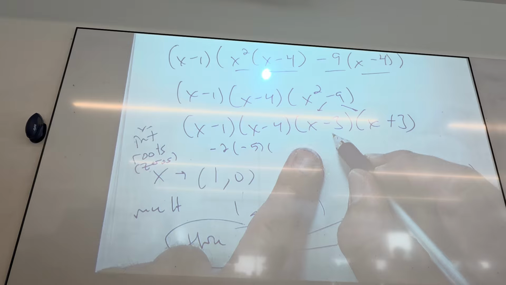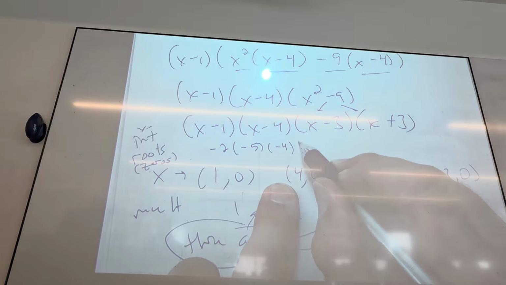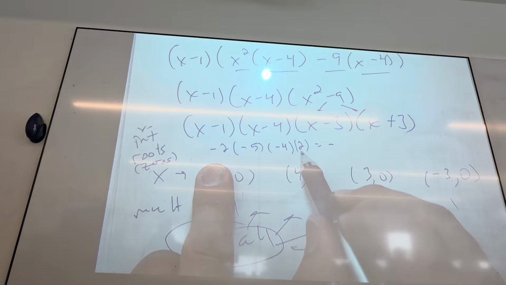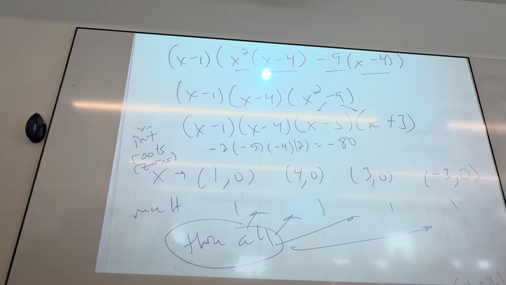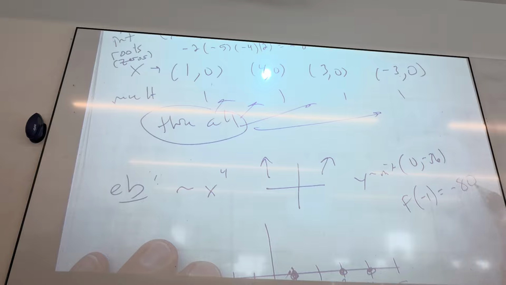-5. -5? -4. -4? 2. 2. 3 negatives, so the answer is going to be negative. And then 80, I believe. Is everybody with me so far? So f of -1 is -80.